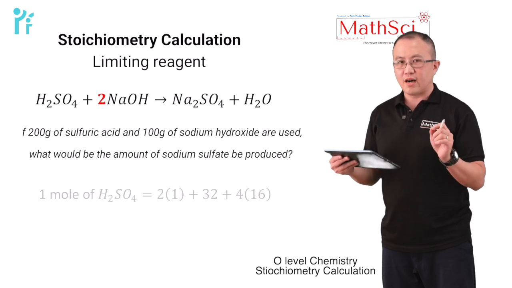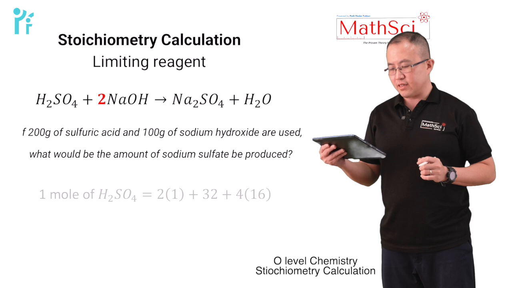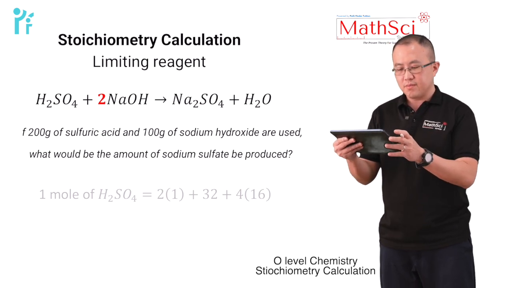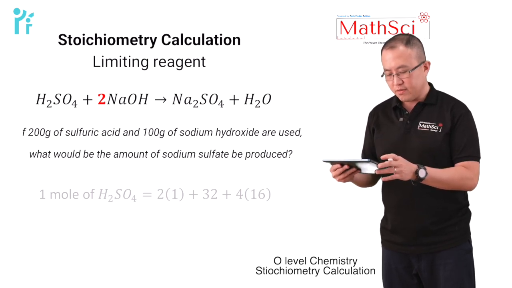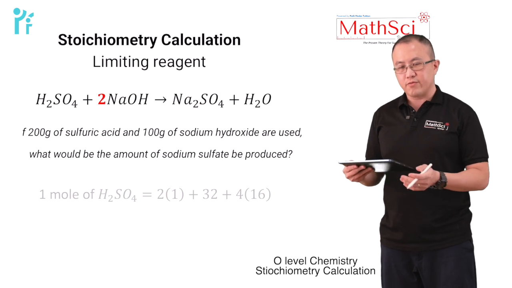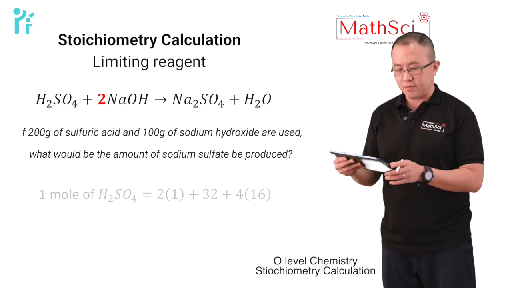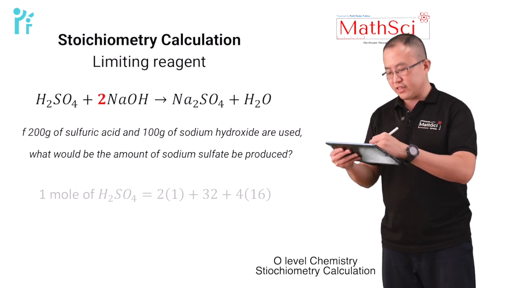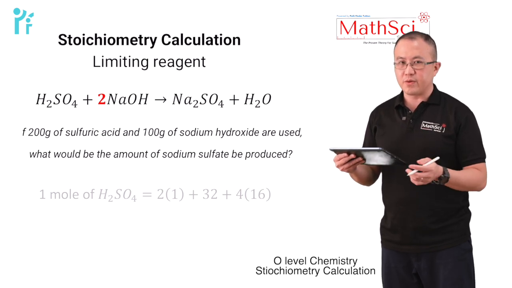So if we do a calculation of 1 mole of sulfuric acid, then we will actually get 2 times 1 plus 32 plus 4 times 16, and then we get 98 grams. Then for the next one, we're going to calculate for sodium hydroxide. So sodium hydroxide will be 23 plus 16 plus 1, and that will be 40 grams. So take note that all these values are actually taken from your periodic table. Okay, we look at the mass number, so we take from the periodic table.